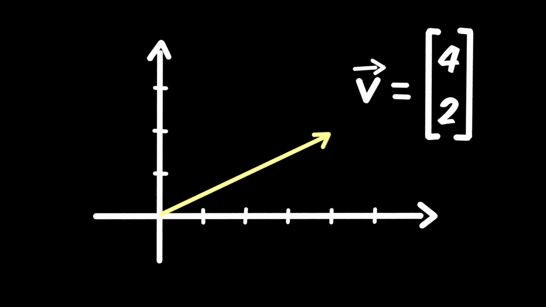Okay, but what if we hide the coordinate system and draw an arrow of the same length and same direction somewhere else? Is that a different vector? No, the vector is still the same. This here is just a representative of my vector.